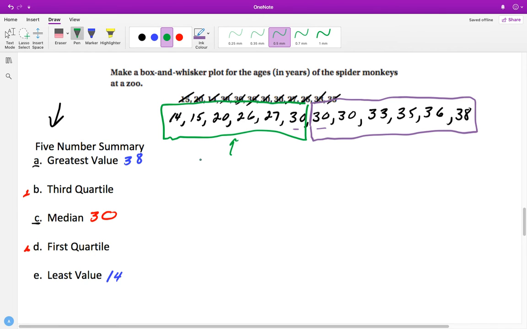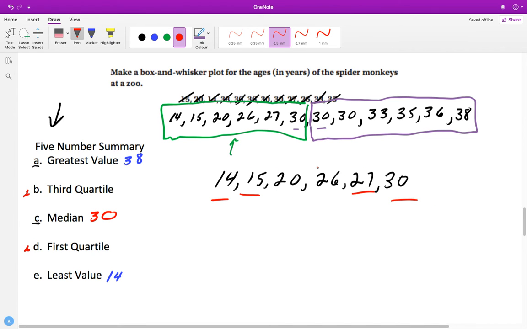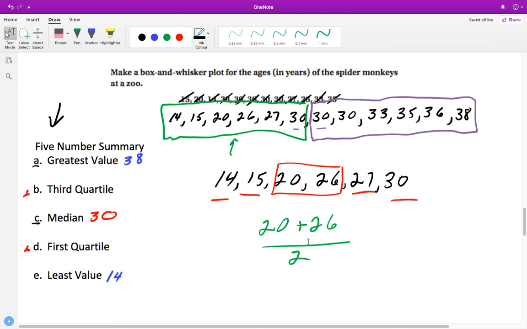So now we take these digits and we're going to find the median of 14, 15, 20, 26, 27, and 30. We do include that 30 as part of our bottom half of our data. So now we count. How many do we have? Well, we have 1, 2, 3, 4, 5, 6. So once again, I know I'm going to have to take the average of two numbers in the middle. So these two, I will take the average. So it'll be 20 plus 26 divided by 2 because we're finding the median of our first half of our digits, hence the first quartile.